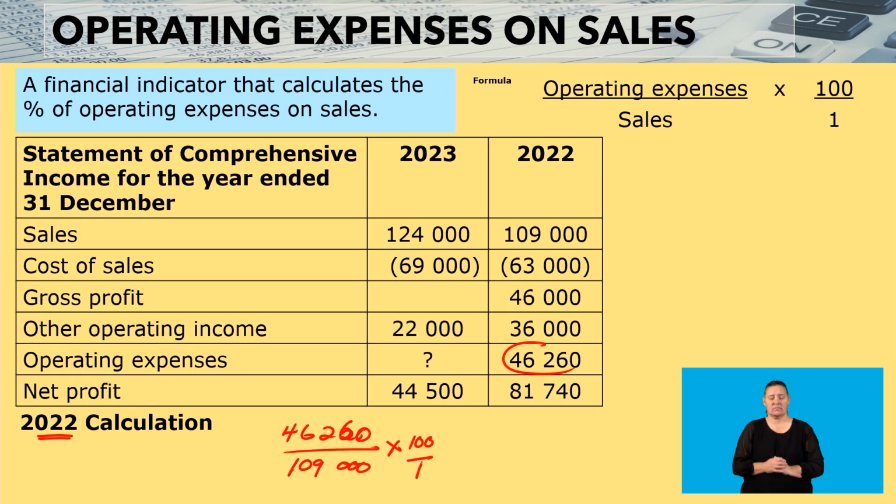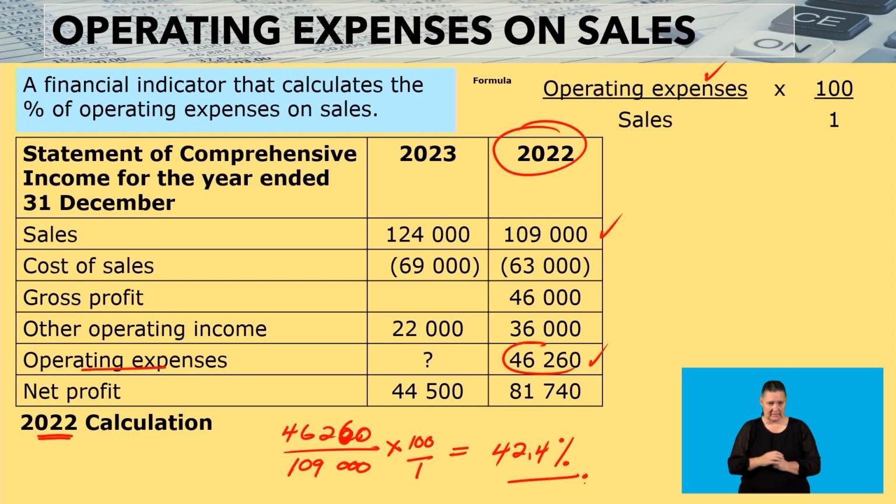Let me repeat it again. I'll take my operating expenses, which is this one here. For the year 2022, it is 46,260. Then I divide it by my sales, 109,000. I multiply everything by 100 over 1. Then let's punch that in our calculators, and then we'll get 42.4%.